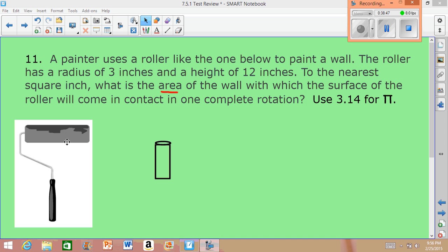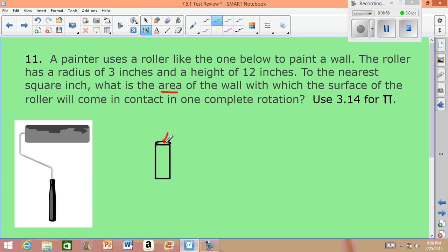Okay, so the first thing I'm going to do, it's very hard to look at this shape and figure out what are they talking about. So instead I've kind of drawn my own little cylinder to help me with this. So it tells me that this cylinder has a radius of 3 inches. And then it also tells me that the height is 12 inches. So on your test, you will be given the 8th grade formula chart, and again, this is a problem where you would be able to use your calculator.